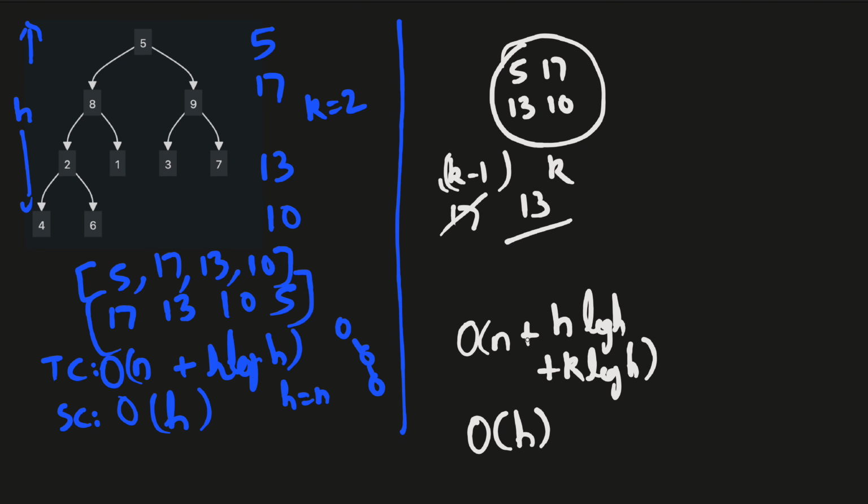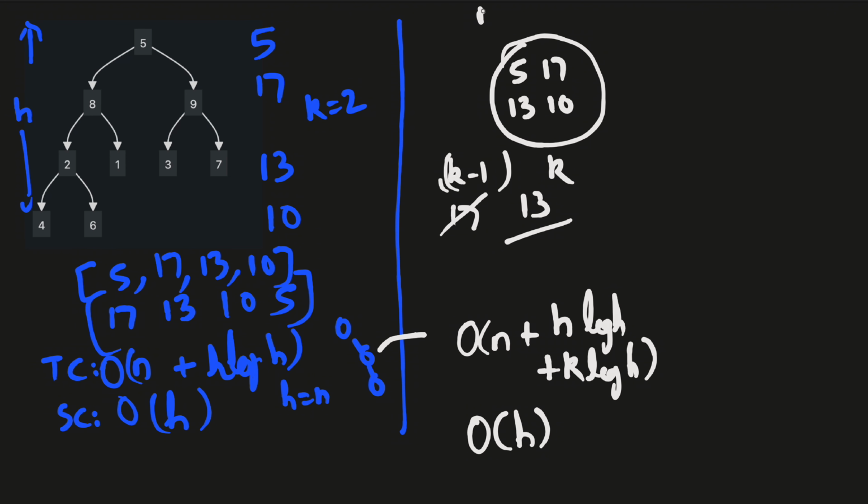And in the worst case, again h can be equal to n for an unbalanced binary tree. So in that case, the time complexity will be very close to the sorting based approach. But this approach allows us to build the heap along with the creation of level sums instead of first creating a list and then sorting it.